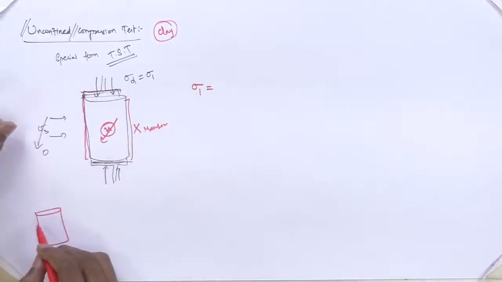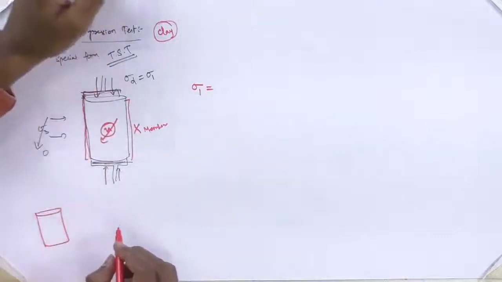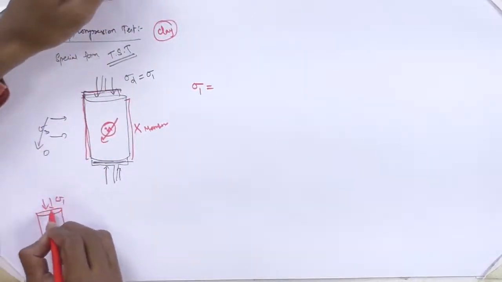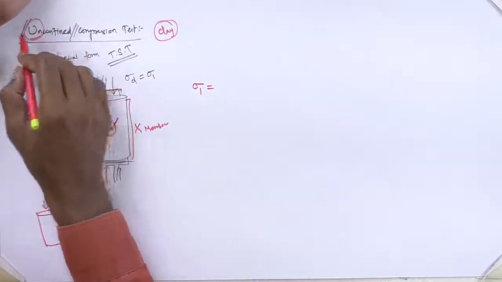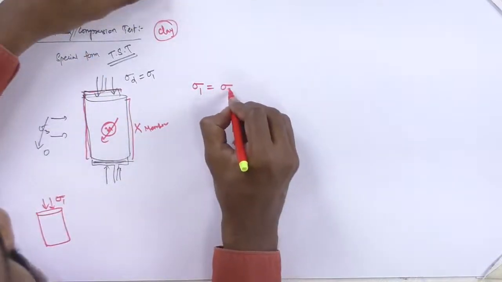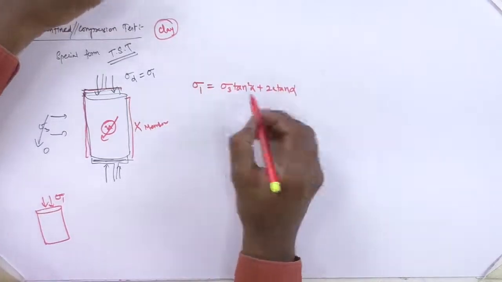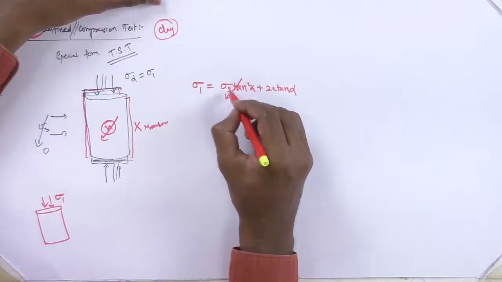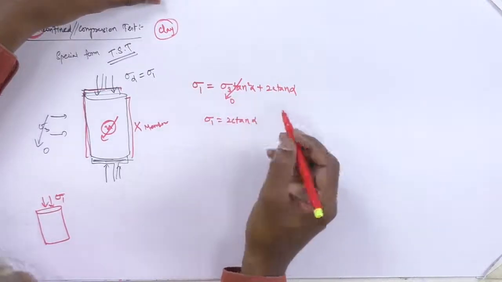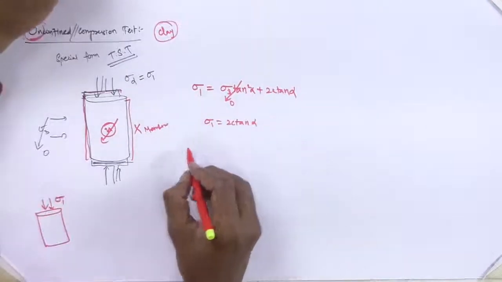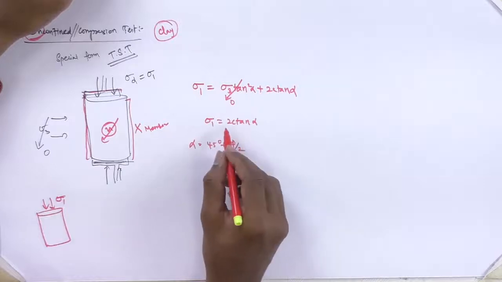It is a simple test setup. You collect a cylindrical sample like this and load it like this. This is nothing but sigma 1, whereas confining pressure is absent, which is why it is called the unconfined compression test. We have the equation sigma 1 equals sigma 3 tan square alpha plus 2c tan alpha, whereas sigma 3 is going to be 0, so that part won't be there. So sigma 1 equals 2c tan alpha. Alpha is the failure plane, numerically 45 degrees plus phi by 2.